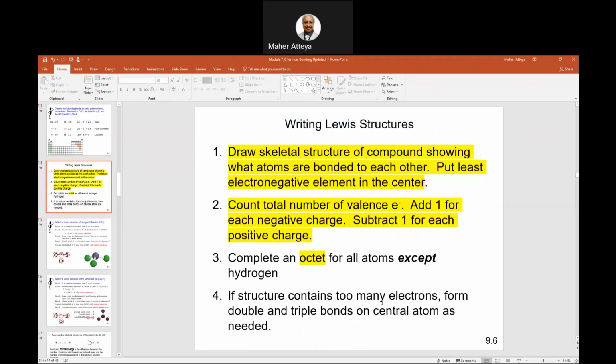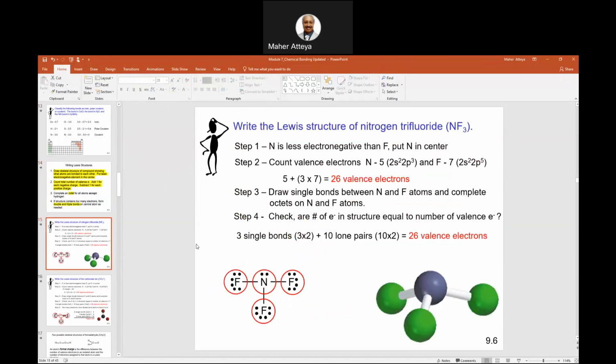If you have too many electrons and the octet rule is not satisfied, then you can make a double or triple bond out of this. Sometimes a single bond will not do it, and that gives you problems. So try to make double or triple bonds to satisfy the octet rule. So let's look at this one here.